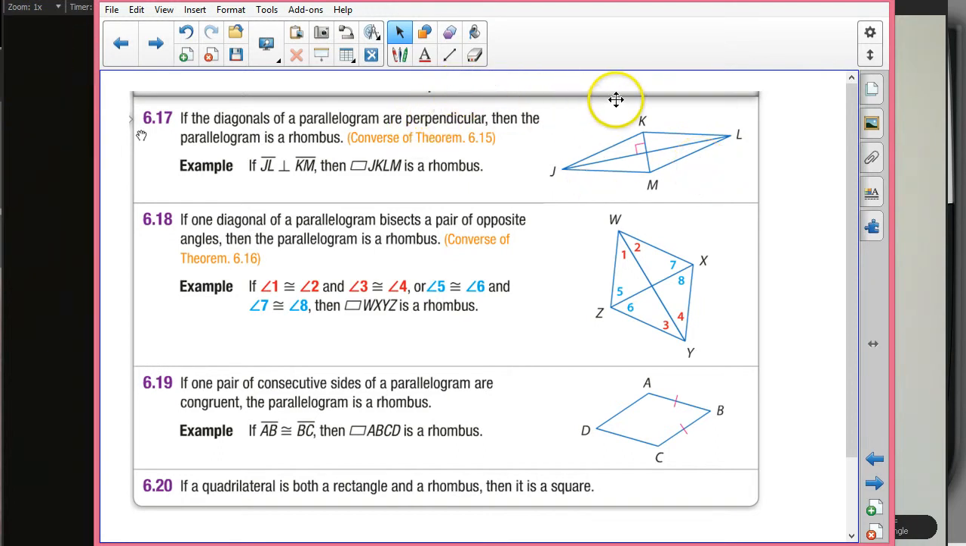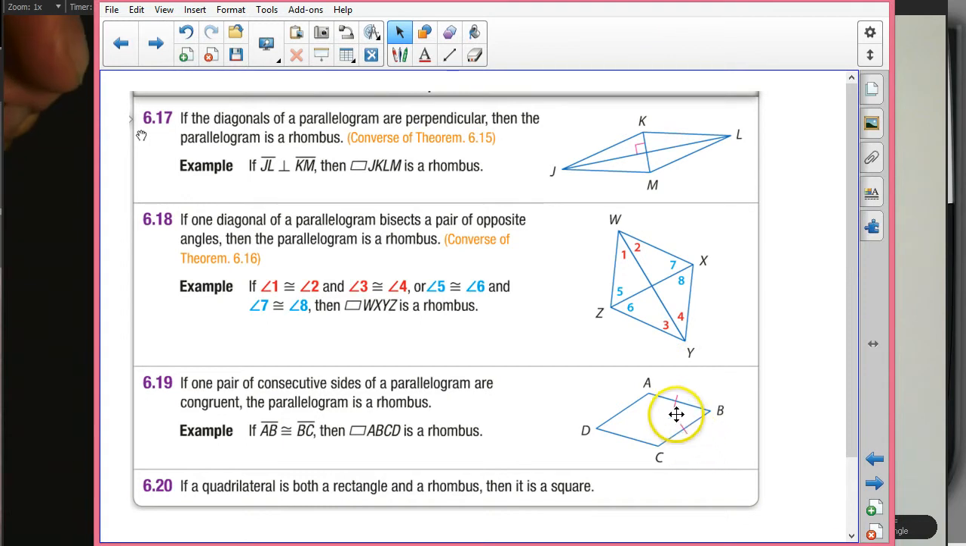Yesterday in section 6.4, we proved that we had a rectangle if we knew it was a parallelogram and the diagonals were congruent. Now we know it's a rhombus if it's a parallelogram and the diagonals are perpendicular. That's the first way right here. If the diagonals of a parallelogram are perpendicular, the parallelogram is a rhombus. 6.18, if one diagonal, and this is important, it doesn't have to be both, just one. If one diagonal of a parallelogram bisects the opposite angles, then we know it's a rhombus. So the diagonals bisect both pairs of angles, but to prove it's a rhombus, you just have to bisect one pair. And then number 19, if consecutive sides of a parallelogram are congruent, then the parallelogram is a rhombus.